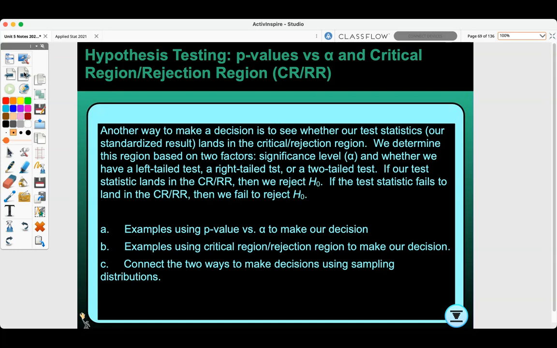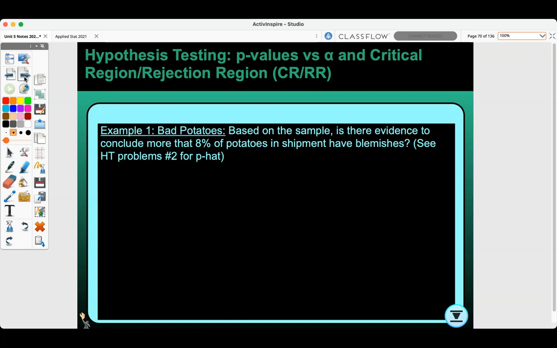So we're going to go through the three different ways that we could make our decision. First, examples using p-value versus alpha to make our decision. Second, examples using critical region, rejection region to make our decision. And third, connecting the two ways to make decisions using sample distributions. So we want to look at example 1, bad potatoes.